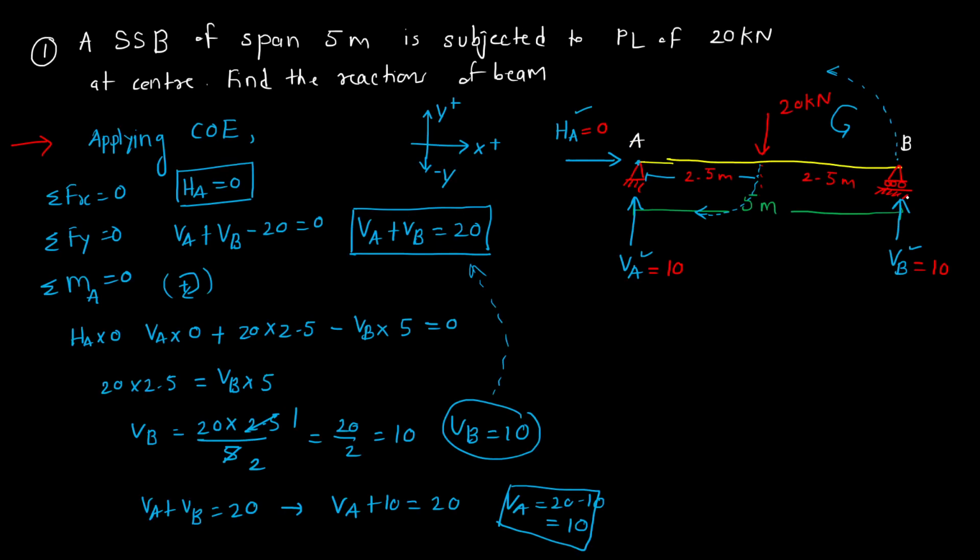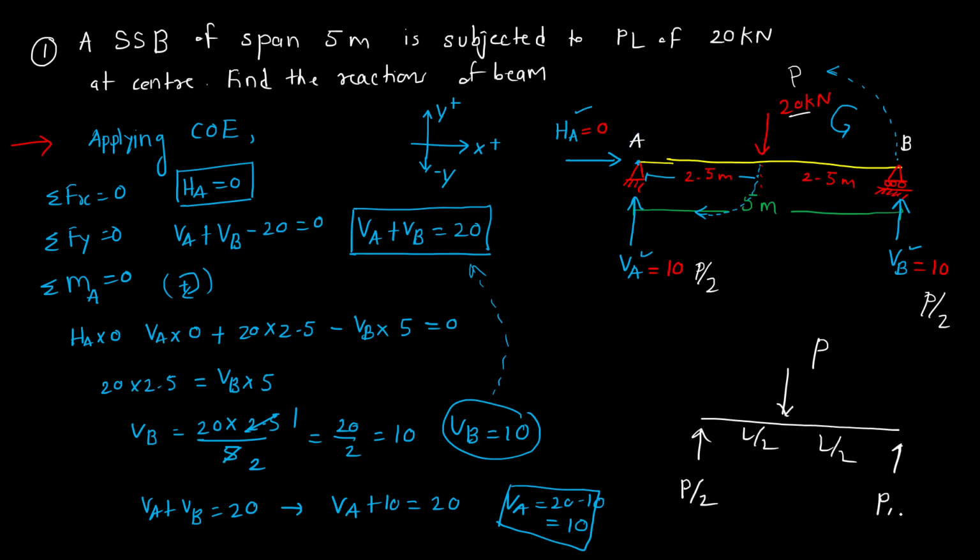In the previous problem also you can see 20 kilonewton is acting at center. So if this is P, what is VA? P by 2, 20 by 2. So for any simply supported beam subjected to a point load at center, what are the reactions? The reactions are P by 2 and P by 2. So you should remember this directly now. In the next class we will be seeing an eccentric load condition.